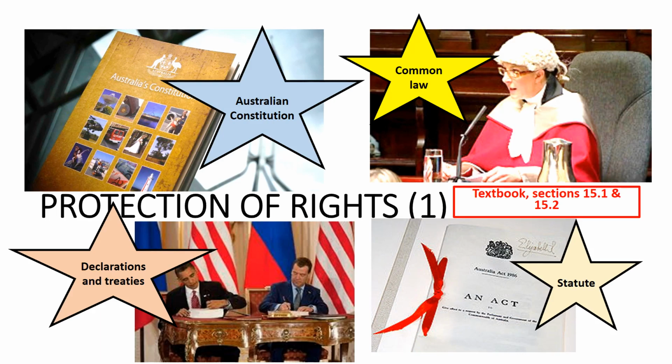This is the first video in a series of 4 videos that are focused on how rights are protected in Australia. As you'll see from these videos, there are 4 ways in which rights are protected in Australia. First, through statute. Second, through the common law. Third, under the Australian Constitution. And fourth, through international declarations and treaties. In this video, we are looking at how rights are protected in Australia by statute.